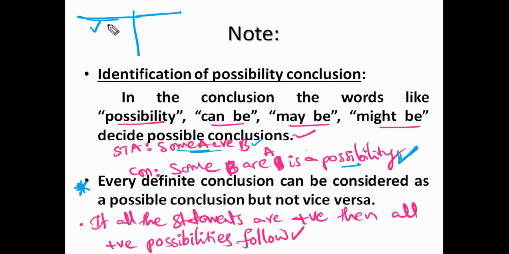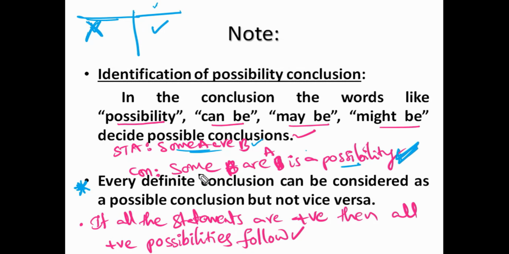So some say the statement itself is a definite conclusion, so the possibility conclusion does not follow. And some others say, from the statement, we cannot say "some B's are A's" is not a possibility. Then we have to accept it's a possibility, right? So some say it's already a definite conclusion, so how can we declare it as a possibility? That's why it is a wrong one.